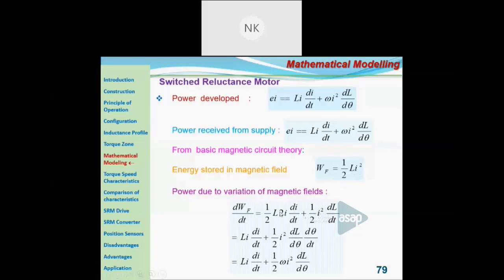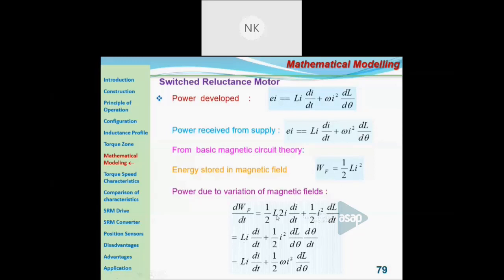That's the only thing we are doing here. So you have half of L into 2I into di by dt plus half of I square into dl by dt. This expression is equal to dWf by dt, which is the same thing you have on the left hand side also. This is the right hand side.